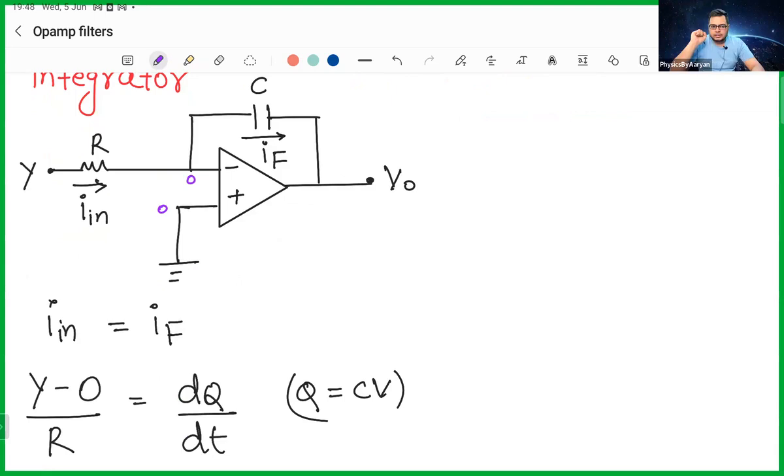Whatever current is coming from here, the same current will flow here because no current can pass through the OPAMP. If the voltage here is 0, then the voltage here should also be 0, because both terminals should be at the same voltage. So what is the current here? The current in this branch is the voltage difference, and the voltage difference is Vin minus 0.